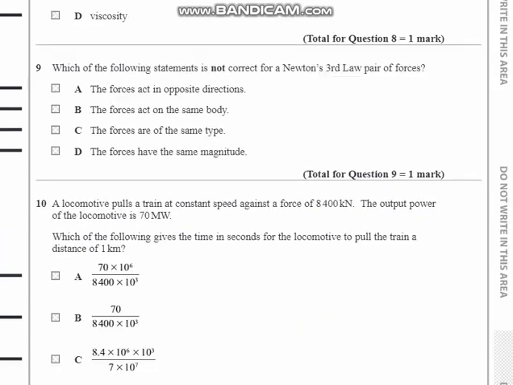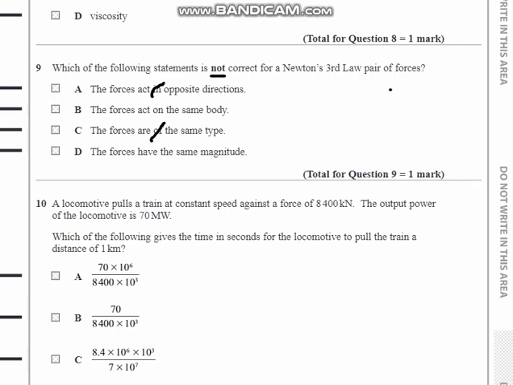The ninth question is, which of the following statements is not correct for a Newton's third law pair of forces? Now they are asking not correct, so we have to find the incorrect option. So it says the A part is the forces act in opposite directions. That's true. The forces act on the same body, we'll consider it. The forces are of the same type. That's true. The forces have the same magnitude. Can be, but we are left with B and D.